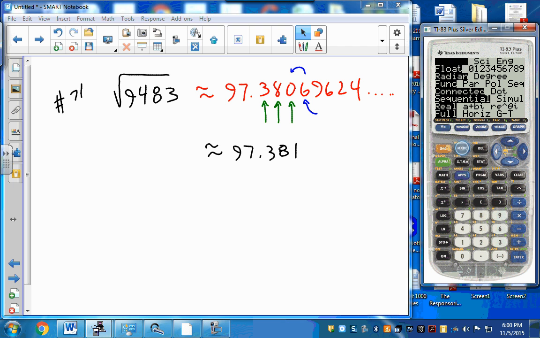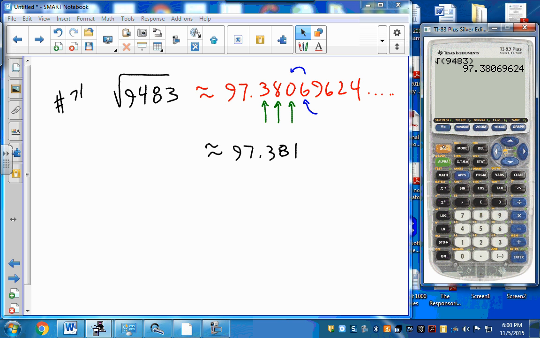Interestingly enough, many calculators will allow you to do that automatically. On this particular calculator, it normally gives you floating decimal points, but if I push it to 3 decimal places and then try the same problem, it rounds it for me. Okay, 97.381. Play with your calculator, see how it works.